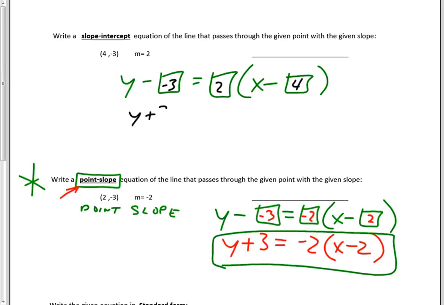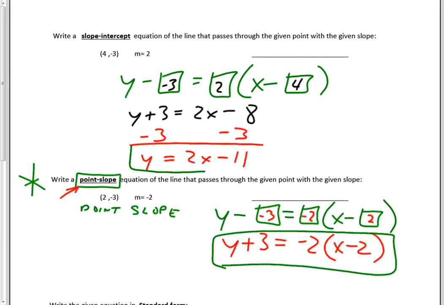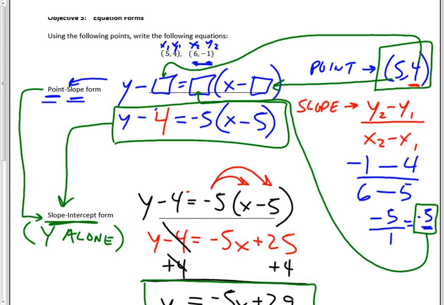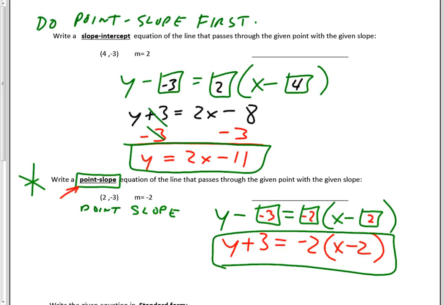Is that slope intercept though? No. So try again first. The key is doing point slope first. And that's exactly what we did on this side. We did point slope, we found that, then we used it to get our slope intercept. But you're not going to get anywhere unless you memorize this: y minus a box equals a box times x minus a box.